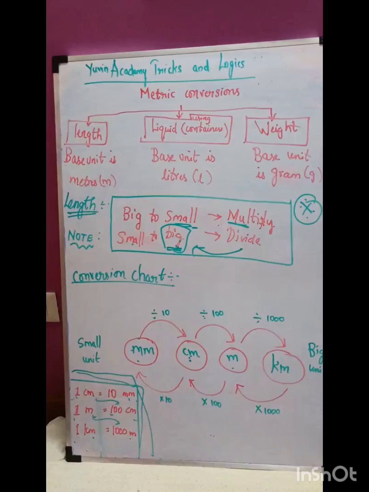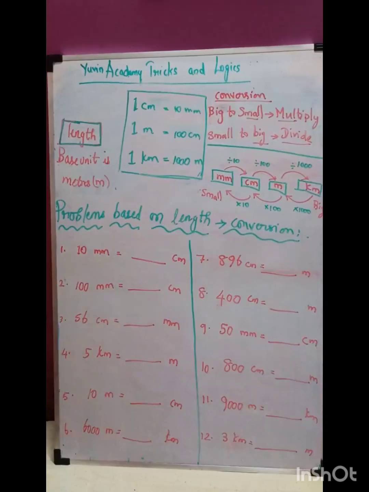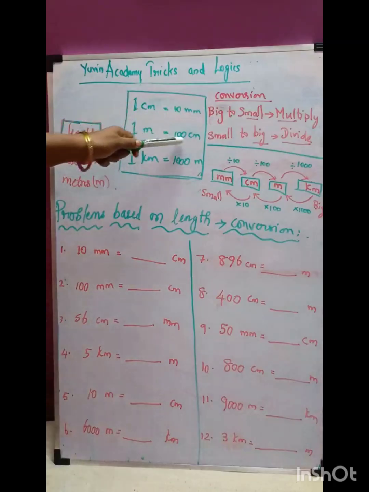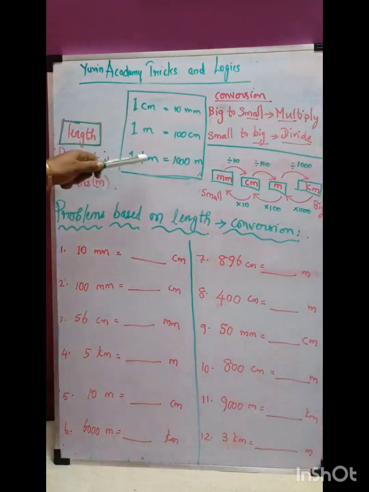Let us see some problems based on length. This is the main technique. The base unit for length is meters. 1 centimeter equals 10 mm, 1 meter equals 100 centimeters, 1 kilometer equals 1000 meters. So these things you have to memorize.